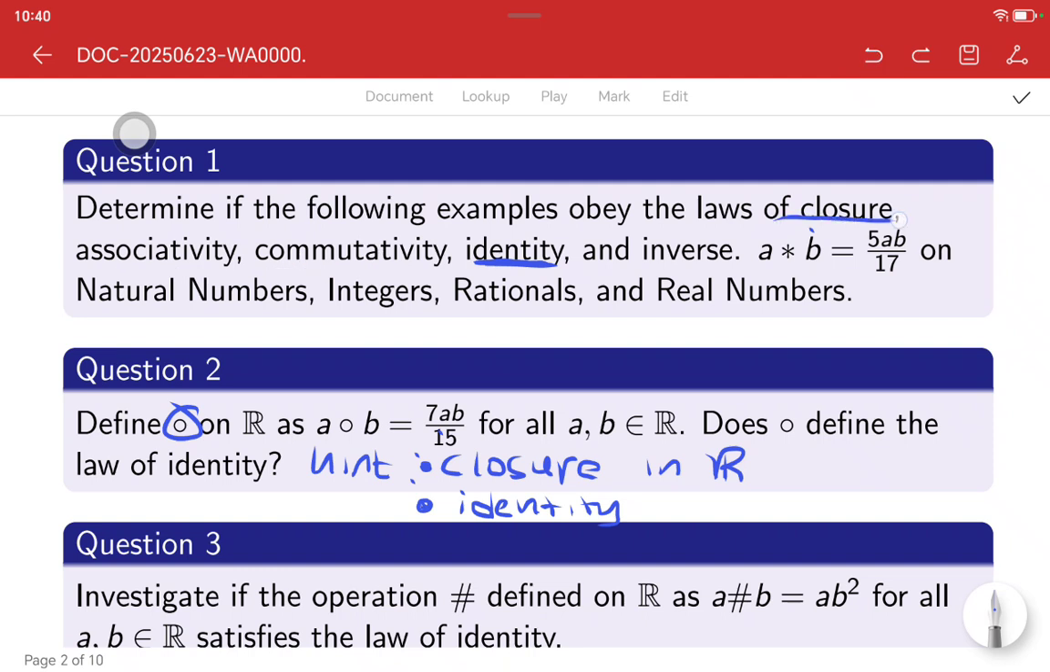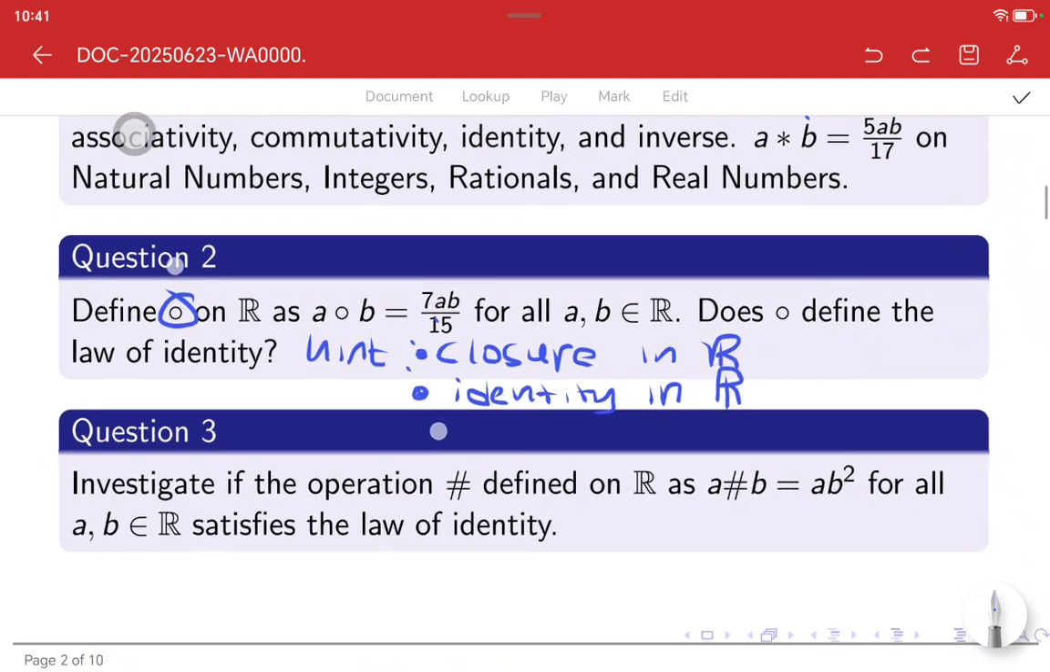It only depends on closure, and also inverse depends on identity and also closure. You see, right? Then these two only depend on closure. Then we check identity in R. If this is satisfied, it means that therefore it is defined. So that will be the case there.